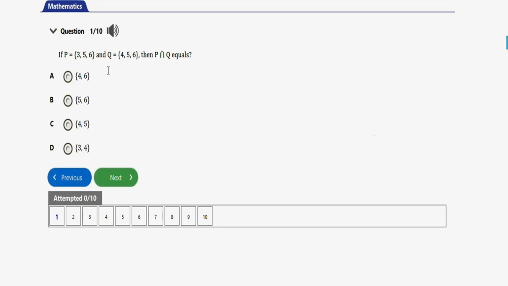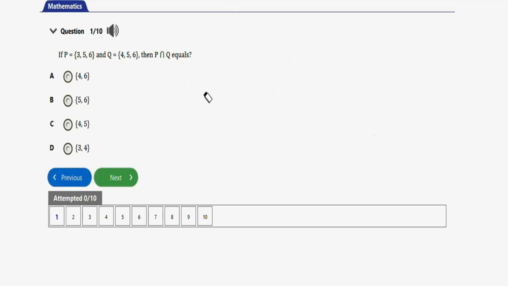The first question says if P equals these elements and Q equals these elements, then P intersect Q equals what? In sets, when you talk about intersection, you're talking about common values. So P intersect Q will be the common values between elements in set P and elements in set Q. 3 is in P but not in Q. 5 is in P and also in Q. 6 is in P and also in Q. So this gives the intersection 5 and 6. So the right option is option B. It's as simple as this.